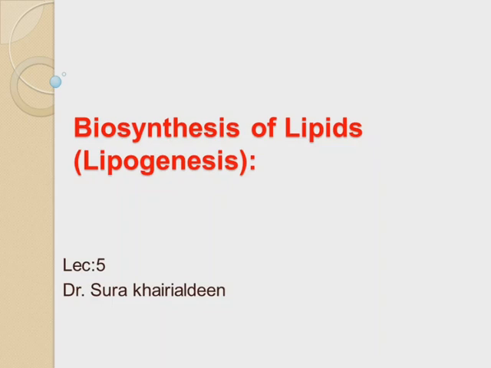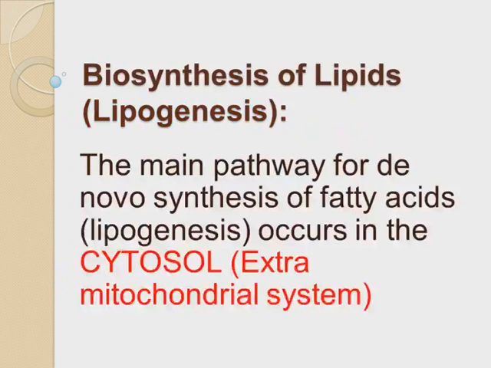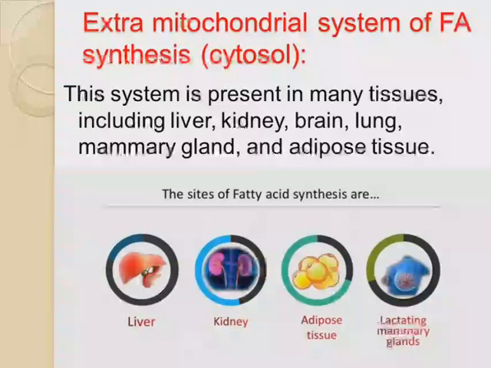The topic of this lecture is biosynthesis of lipids, which also means lipogenesis. The main pathway for the de novo synthesis of fatty acids, or lipogenesis, occurs in the cytoplasm or cytosol, meaning the extra-mitochondrial system. إذا نتذكر أنه beta oxidation of lipids occurs in the mitochondria. Here the biosynthesis of lipids occurs in the cytosol, the extra-mitochondrial system.